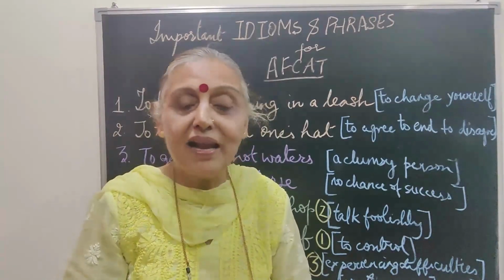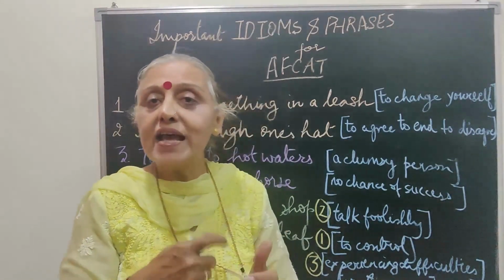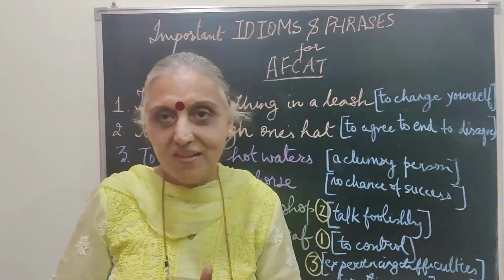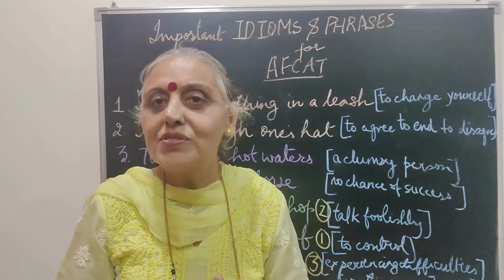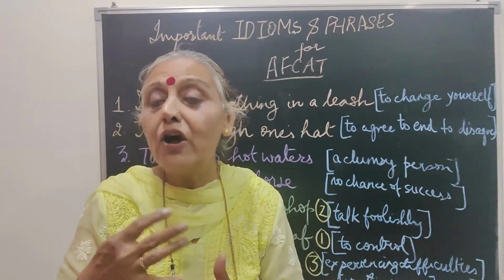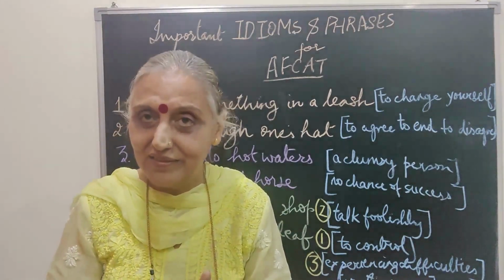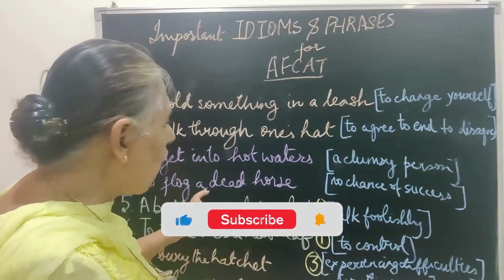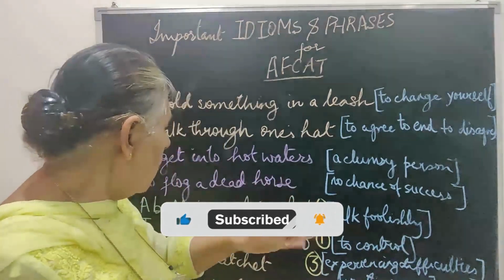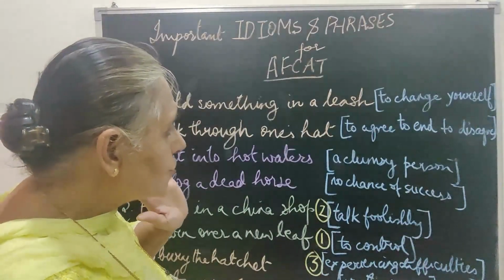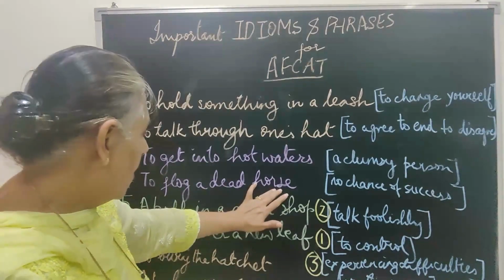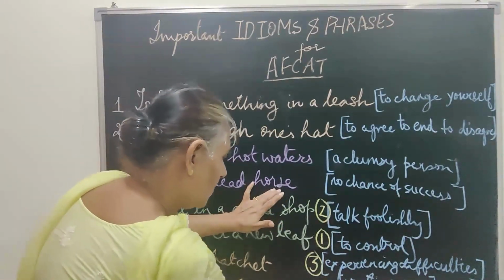Okay? Again, let me tell you another one with a horse. You can take the horse to the water but cannot make it drink. Another one. Okay? So similarly it means you cannot force anybody to do anything. Right? So this is how it is. To flog a dead horse, no chance. So this is wasting energy.